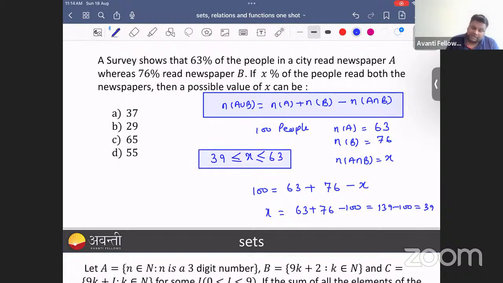Now in the question they are asking possible values X can be. So X can be somewhere between 39 to 63 including both. So the only possible answer that I have is 55.